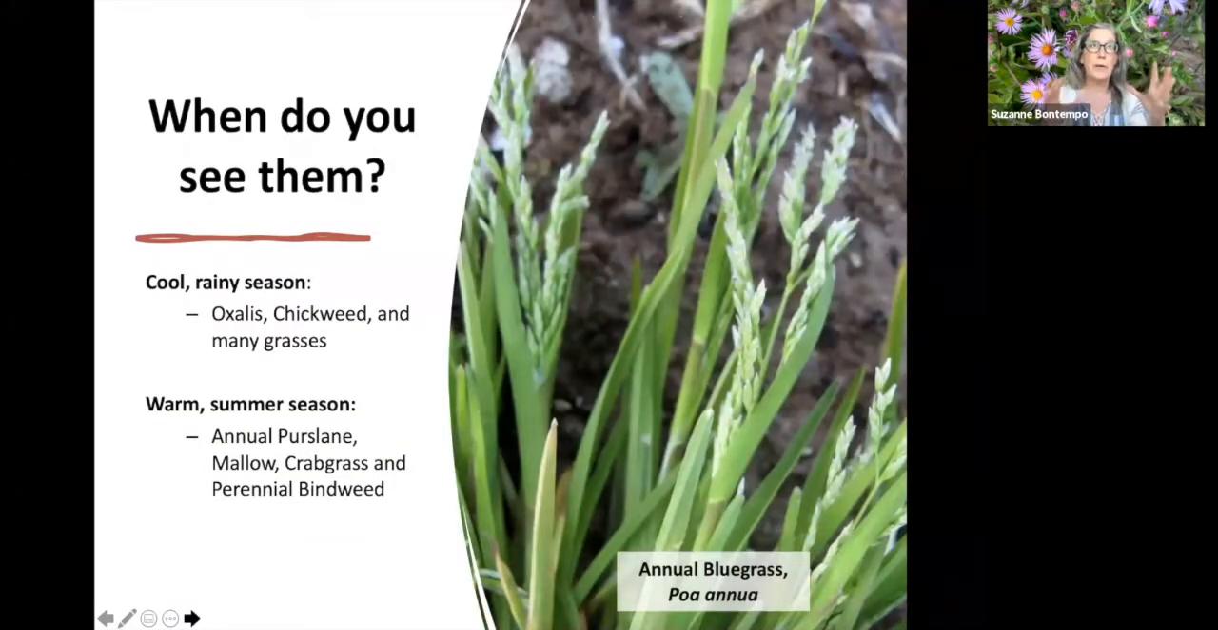So another thing we want to keep in mind is, when are we seeing the weeds? Are these weeds that are popping up after the rains during the cool rainy season, or are these weeds that are actually popping up in the dry summer months?